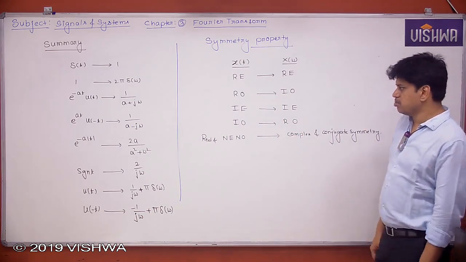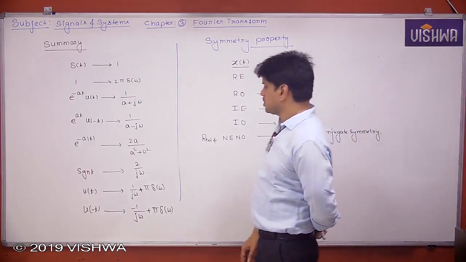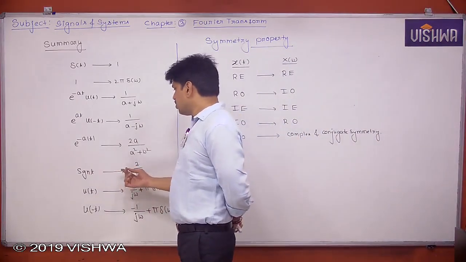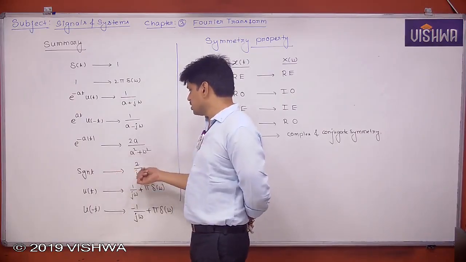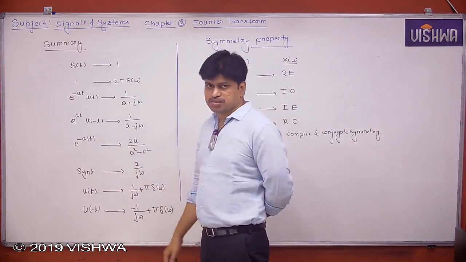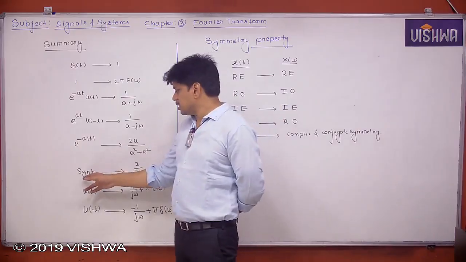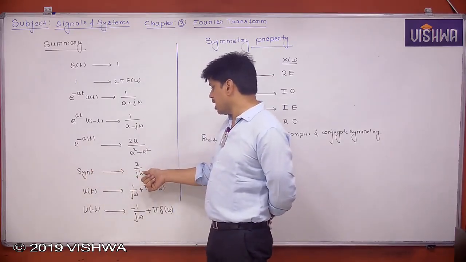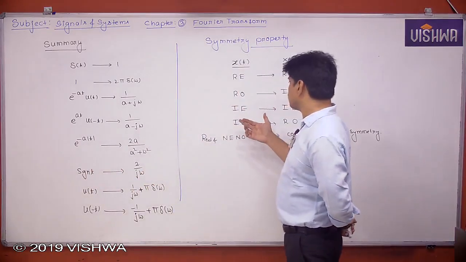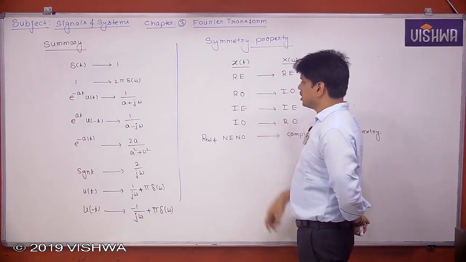And if you see one example, let's say signum t. Is it an even function or odd function? It is an odd function. That's why we are getting imaginary and odd. So it is a real and odd, and its transform is imaginary and odd. So that's what here we have, real and odd having imaginary and odd.